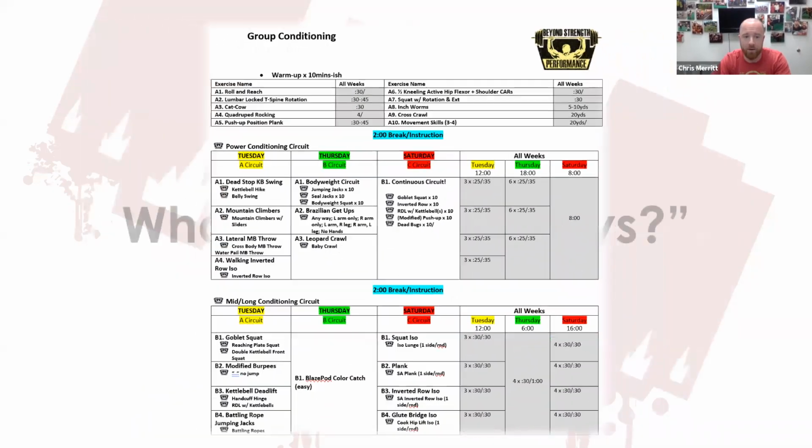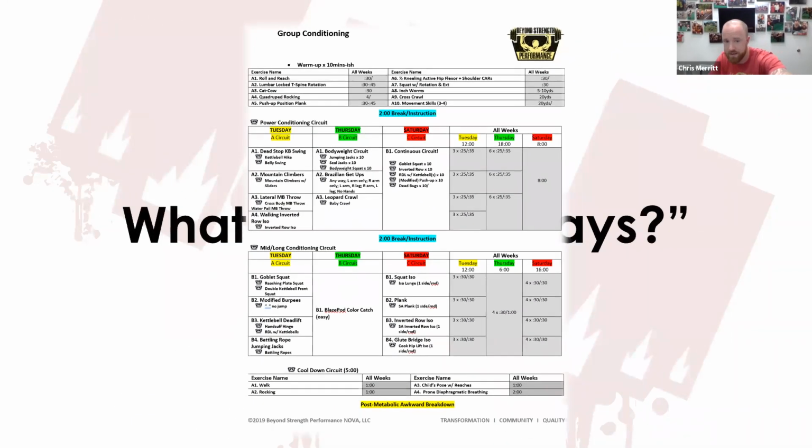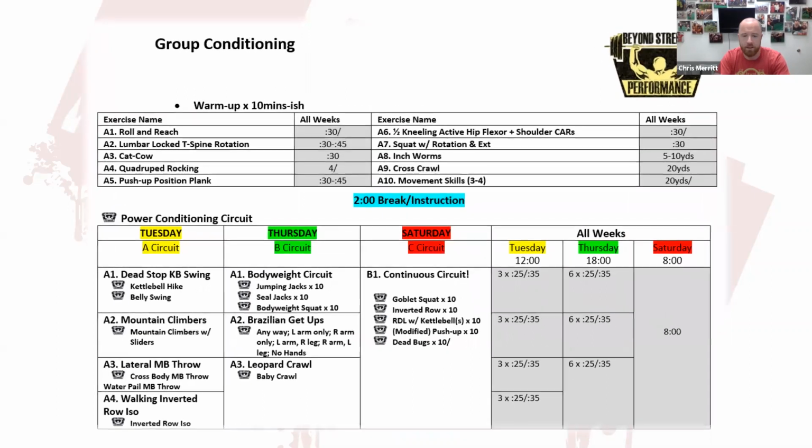So if I zoom back out, there's Tuesday in the yellow, Thursday in the green, and Saturday in the red. Rather than talk through everything on here, the main thing I want you to see is that we use a one down, one up approach on most of this stuff, if not more. So for instance, it says dead stop kettlebell swing, right? But if someone's not ready to do swings, but they have some competency with beginning to learn it, maybe they're just doing kettlebell hikes.